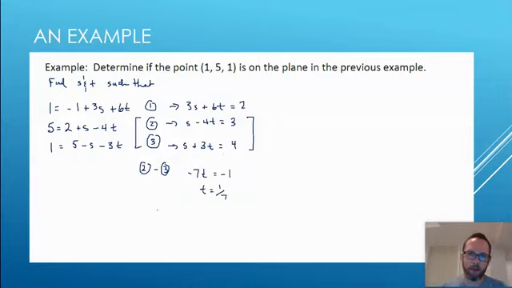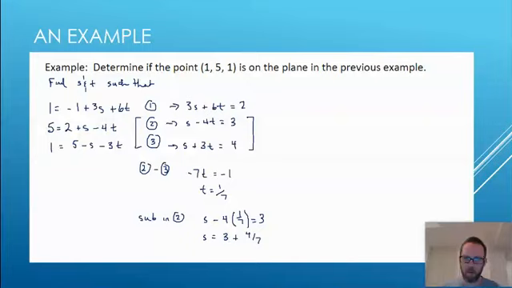What does that give me for s? So I might use the second equation, sub in equation 2. Whatever s is, minus 4 times 1/7 equals 3. So s was equal to 3 plus 4 over 7. So 21 over 7 plus 4 over 7, it's 25 over 7.